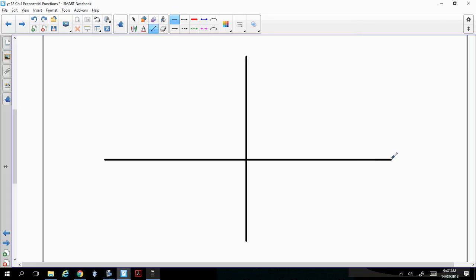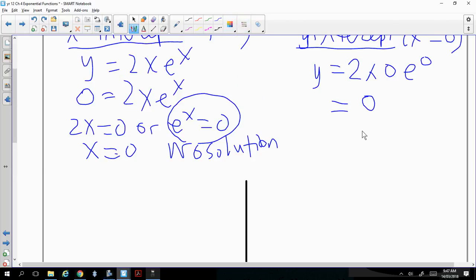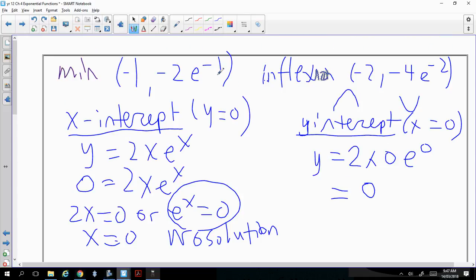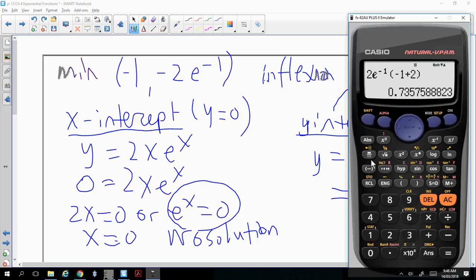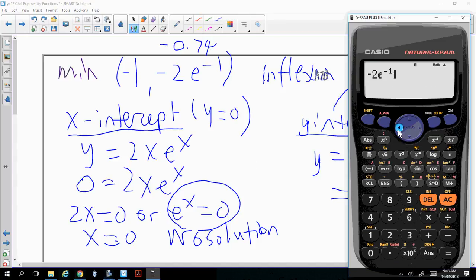So one way to do that is just use your calculator again. -1 times e to the power of -1, it's about -0.37, and then the other one, at -2, will be -2 e to the power of -2. That's even smaller, about -0.27. Okay, so remember these numbers. That's going to help us.